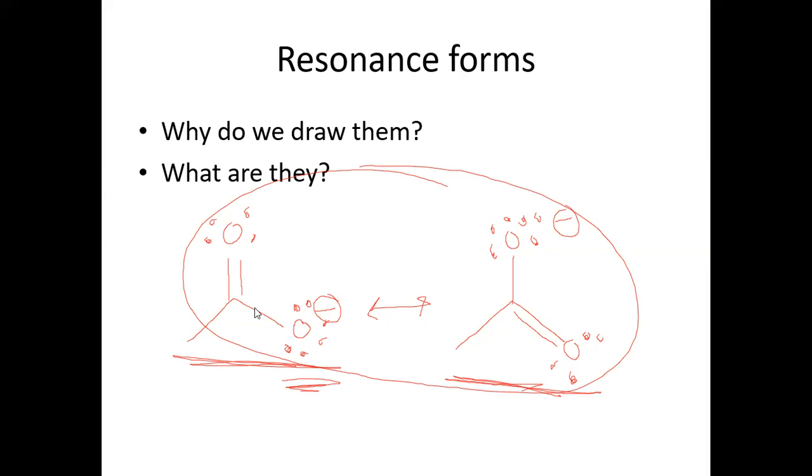Every version of this is essentially CH3COO minus. That is what each of these are. I am just drawing them in different ways because my electrons are delocalized, meaning my electrons don't exist in either state. I can draw them this way, but it's really an average between these two, and that's what resonance is. Does that make sense?